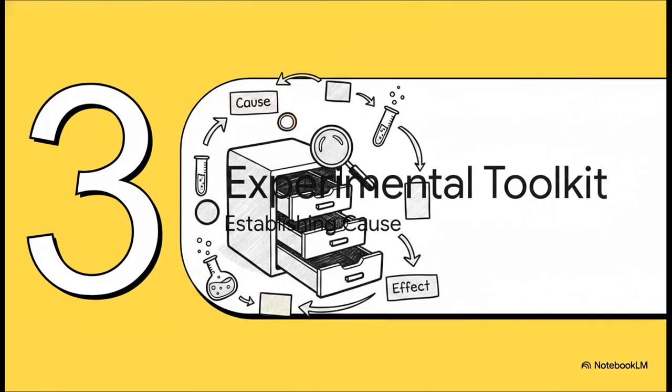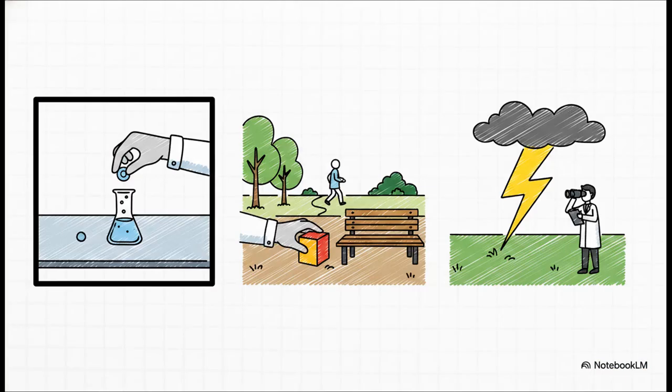All right, opening up Module 3, the experimental toolkit. It's time to establish some cause and effect. The absolute best way to tell these experimental methods apart is to track the independent variable, or the IV. In a lab experiment, researchers tightly control the environment and directly manipulate that IV. Now, in a field experiment, you step out into a natural setting, but you're still the one manipulating the IV.